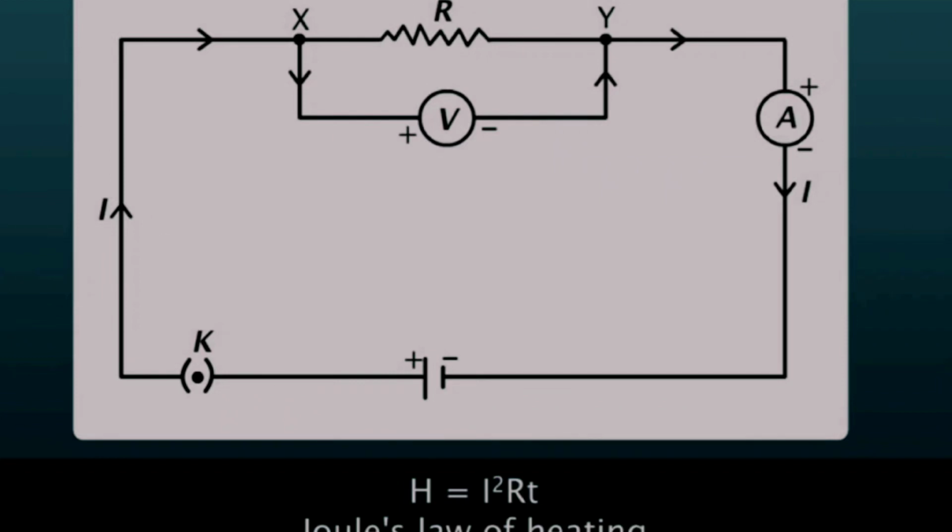This law implies that heat produced in a resistor is directly proportional to the square of current for a given resistance, directly proportional to resistance for a given current, and directly proportional to the time for which the current flows through the resistor.